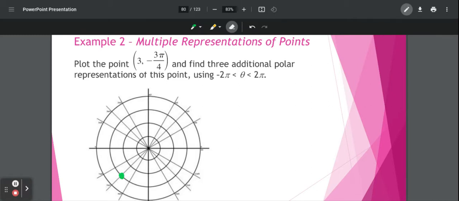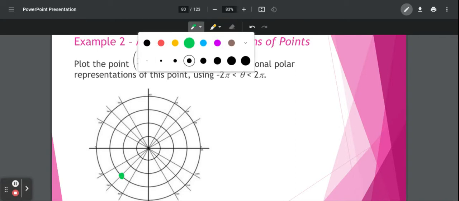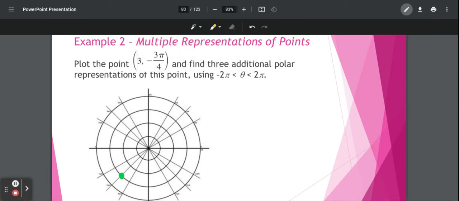And we have to come up with some other ways to write that point. So our R value, we could go still positive 3, or we could go out here, but instead of going in a negative direction, we could go in a positive direction. So instead of going negative 3 pi over 4, we could also get there by going positive 5 pi over 4. That would be one way.